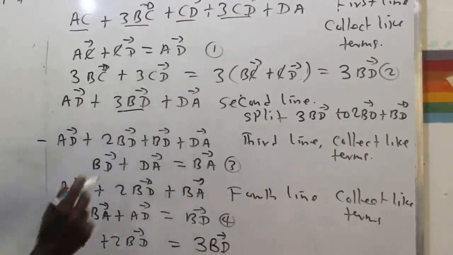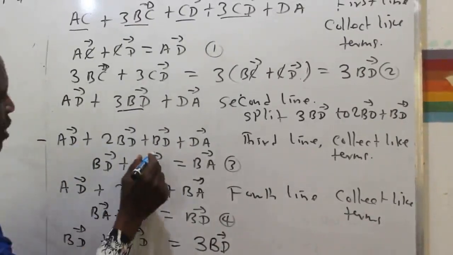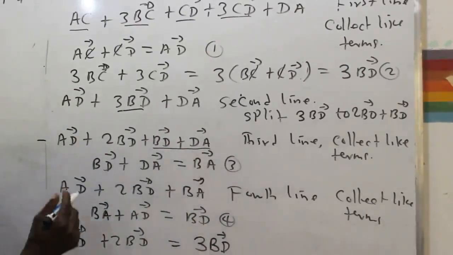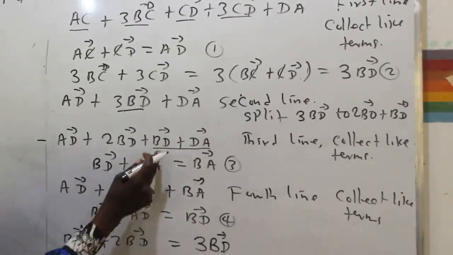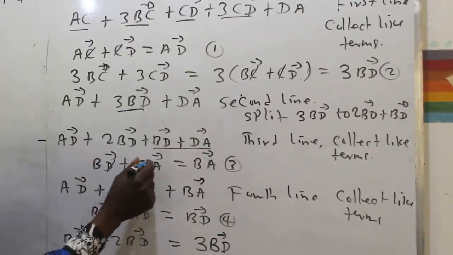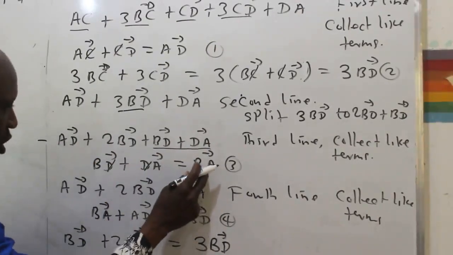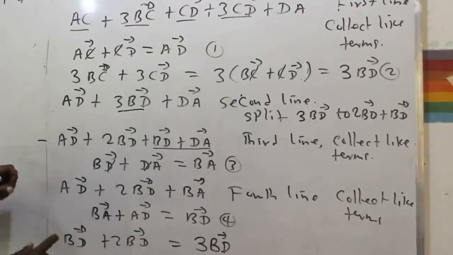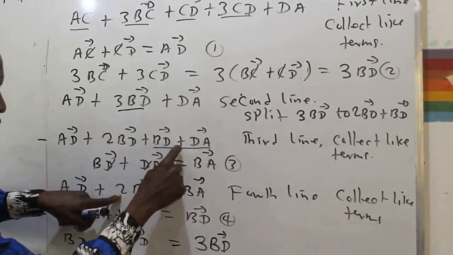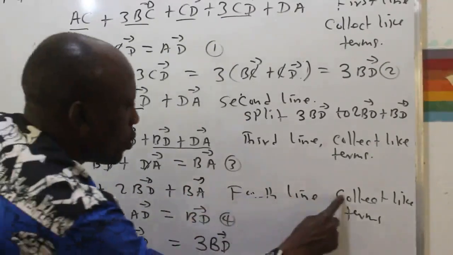From the third line, we have like terms here, so you collect like terms. We have BD plus DA. D cancels D. This is giving you BA. Now, you have AD plus 2BD, and in place of BD plus DA we have BA. So this is our fourth line.